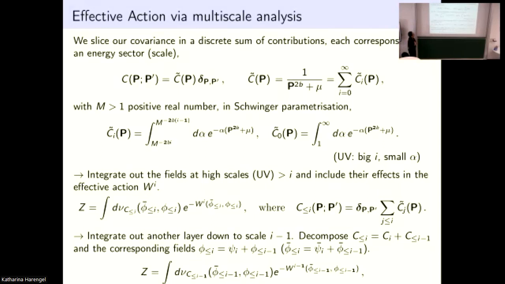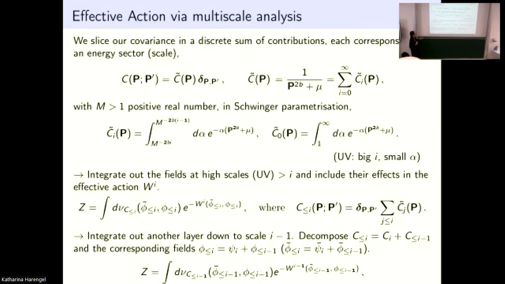So big M is just a constant. Little i is the one that's the scale, basically. And just as a comment, for physicists, the UV corresponds to big i scale, and that corresponds to small alpha, the Schwinger parameter. Okay, then we're going to integrate the fields at high scales. Here, we're going to take the Wilsonian approach, so we're going to integrate out another little layer down to scale i-1.